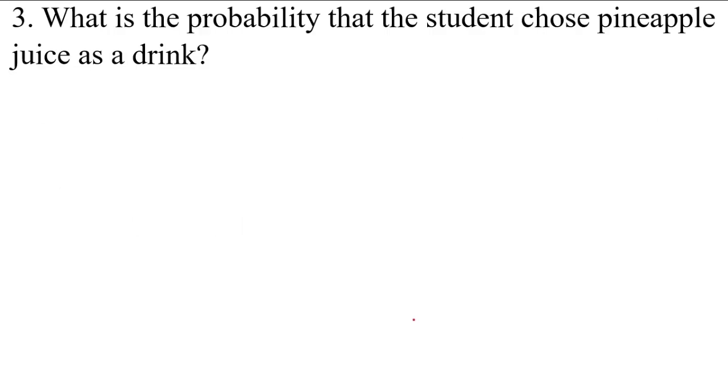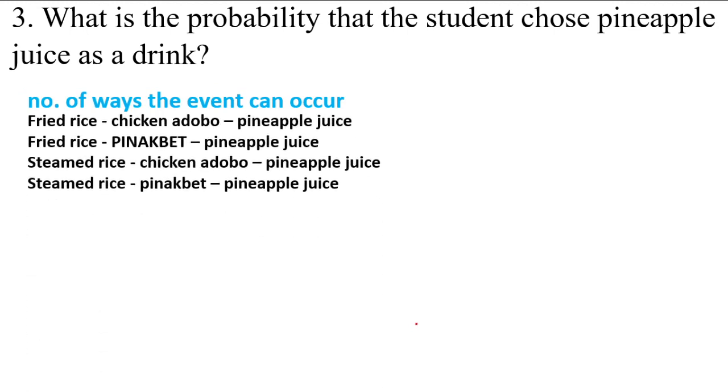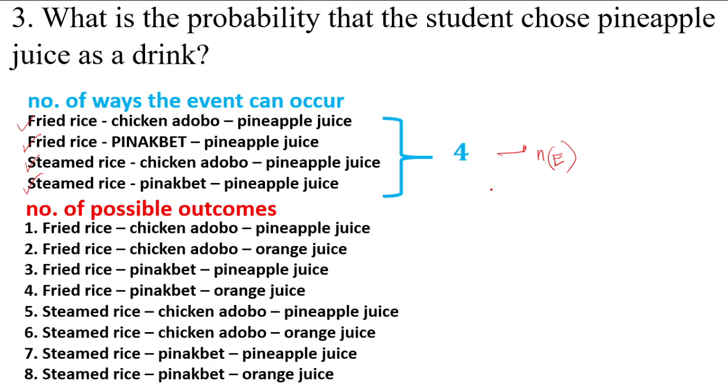Okay? Next, so what is the probability that the student chose pineapple juice as a drink? Ano naman daw ang probability na yung estudyante pinili niya na drink ay pineapple juice? Okay? So, number of ways that event can occur, pineapple juice lang. Ito yung ating mga choices. So, now, ilan lahat yon? So, we have 4. Tama? So, this is now our n of E, the number of ways the event can occur. Okay? Now, next. Ilan naman lahat ang possible outcomes natin? Ito yon. Meron tayong 8. So, this is now the number of possible outcomes.